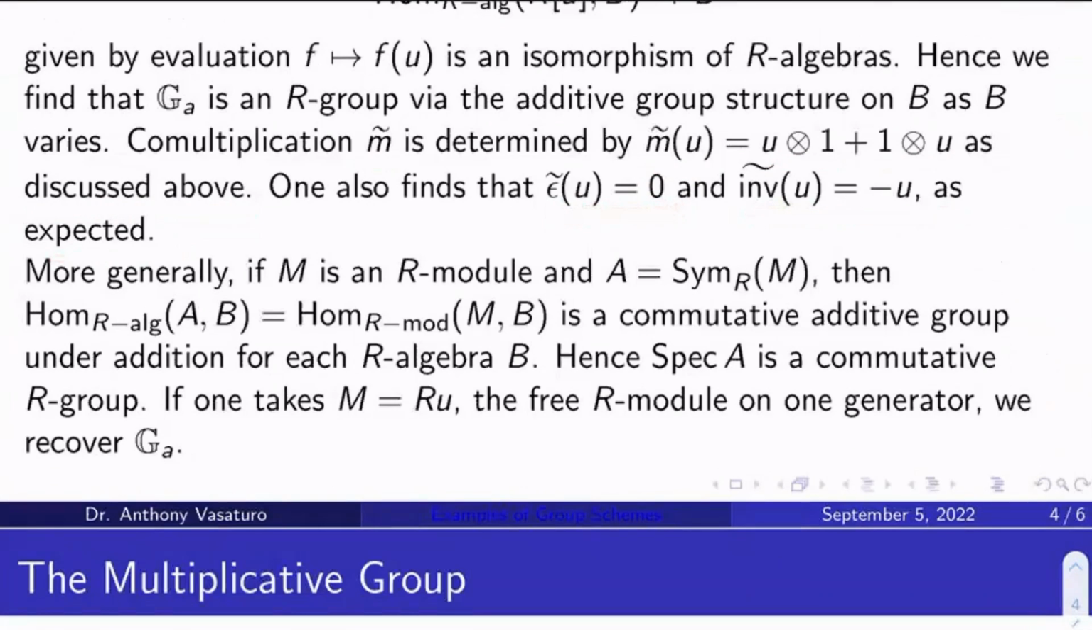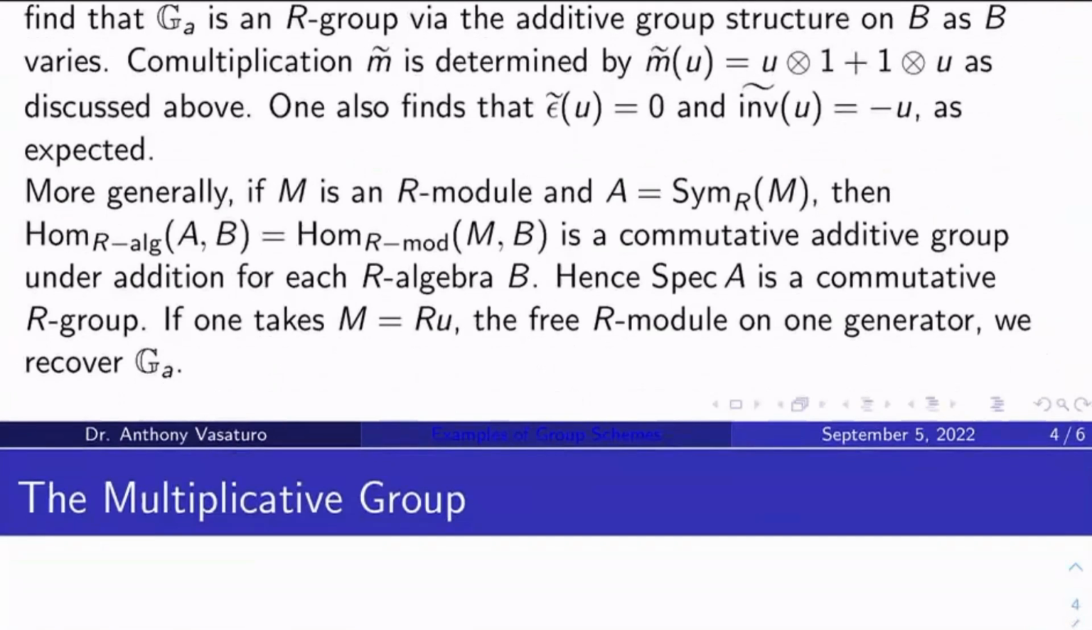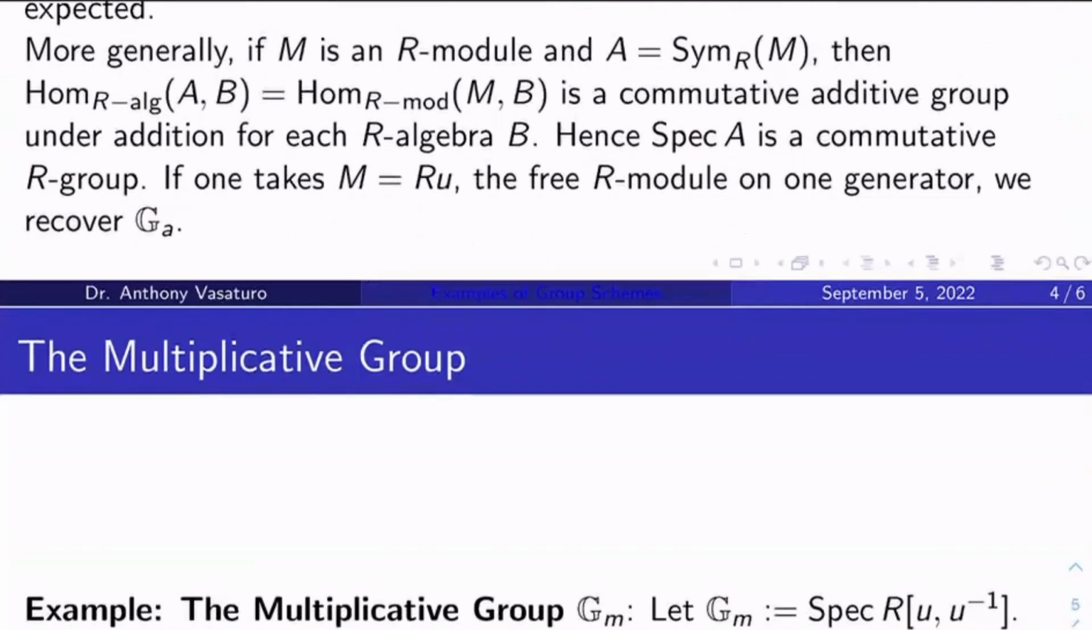I can be a little bit more general with this example. If M is an R-module and I let A be Sym of M over R, then the R-algebra homomorphisms from A to B are the same as the R-module homomorphisms from M to B. And this is a commutative additive group under addition for each R-algebra B, of course. And so Spec A is a commutative R-group here again, but if you take M to be R, the free R-module on one generator, you just recover G_a. Because Sym_R(M) can be loosely thought of as the polynomial ring over R in a number of variables equal to the number of generators of M as an R-module. So we only have one, and so we get R[U].